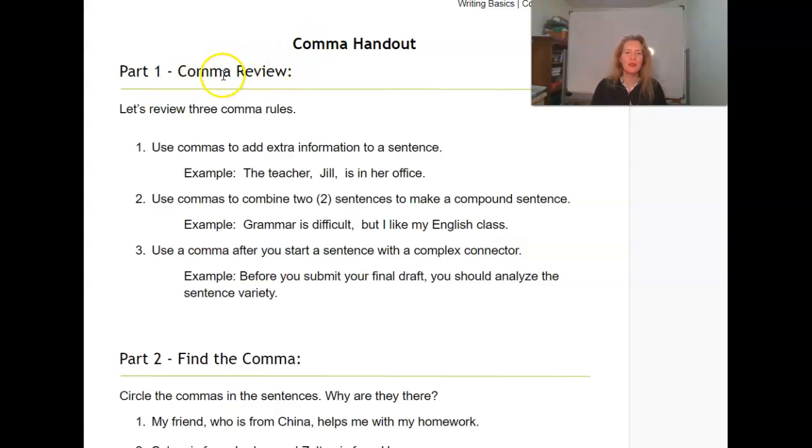Commas. Let's review some comma rules. There are 3 comma rules to look at first. Number 1, we use commas to add extra information to a sentence.